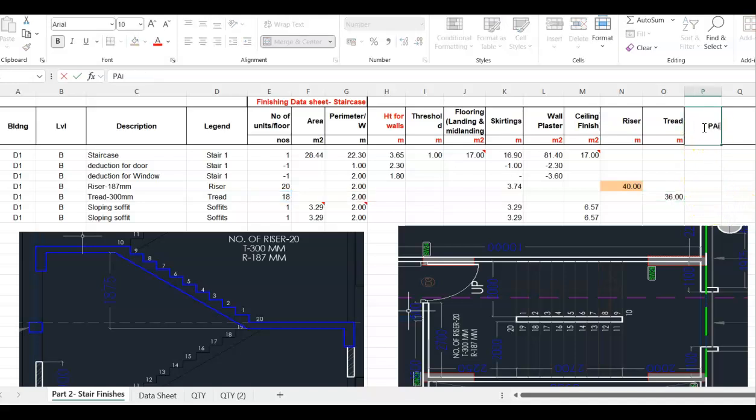For the painting, add this quantity: wall plaster plus ceiling finish. If we give this link to wall plaster and ceiling finish, we automatically get the painting also.